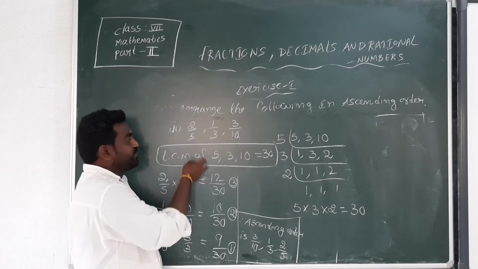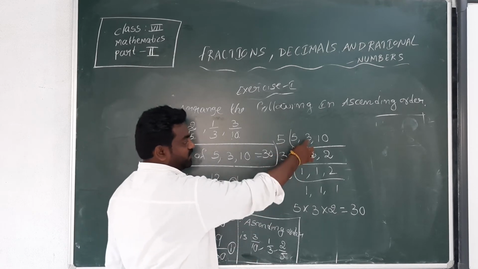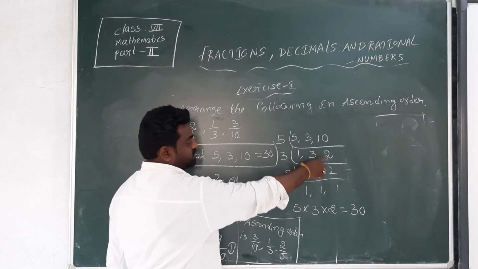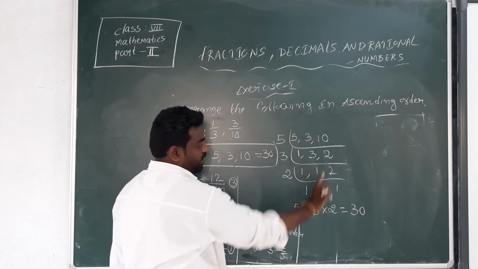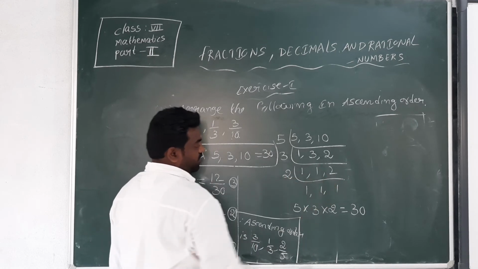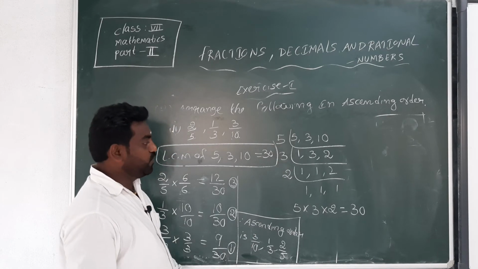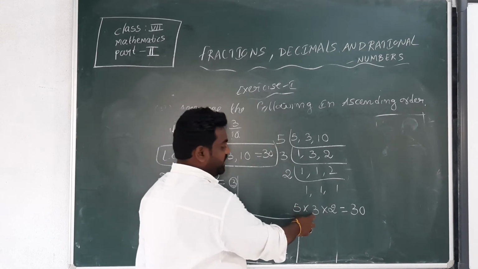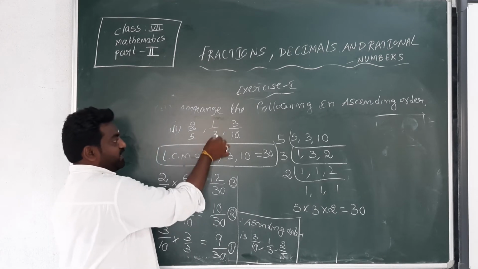First take the LCM of 5, 3, 10. 5 table 1 time, 3 not possible, 10 2 times in 5 table. Another 3 table 1 time, 2 not possible. Again 2 table 1 time. So multiply 5 into 3 into 2 into 1 into 1 into 1. 5 3s are 15, 15 2s are 30. So 2 by 5, 1 by 3, 3 by 10.